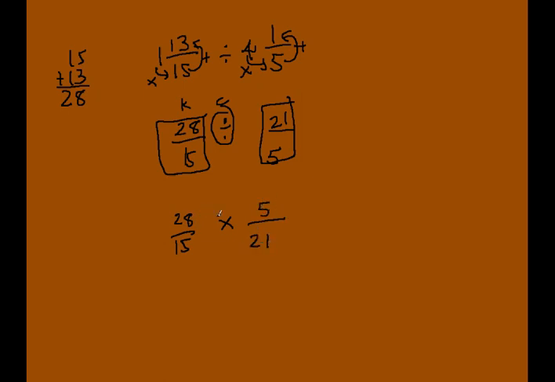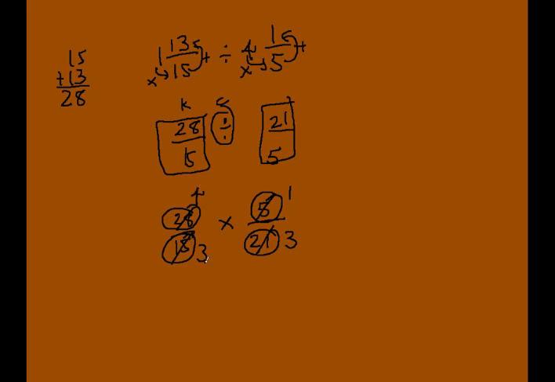Now can we simplify? Yes, again we can. 28 and 21 we can simplify. Remember your times table for 7. We can divide 28 by 7 and we can divide 21 by 7. 28 divided by 7 gives me 4. 21 divided by 7 gives me 3. What about 15 and 5? Yes, we can divide it by 5. 5 divided by 5 is 1. 15 divided by 5 is 3.